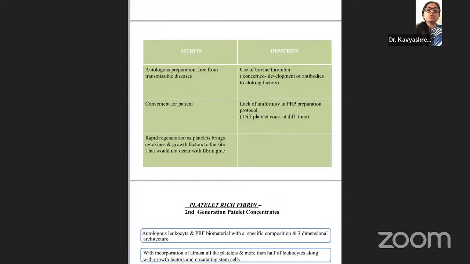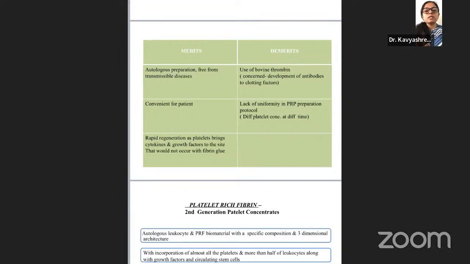So what are the merits and demerits? Coming to the merits of PRPs, it is an autologous preparation. It is free from any transmissible diseases. It is convenient for the patient. And the last one is rapid regeneration. So it helps in the progression and rapid regeneration of platelets and the growth factors to that site, and acts as a fibrin glue.